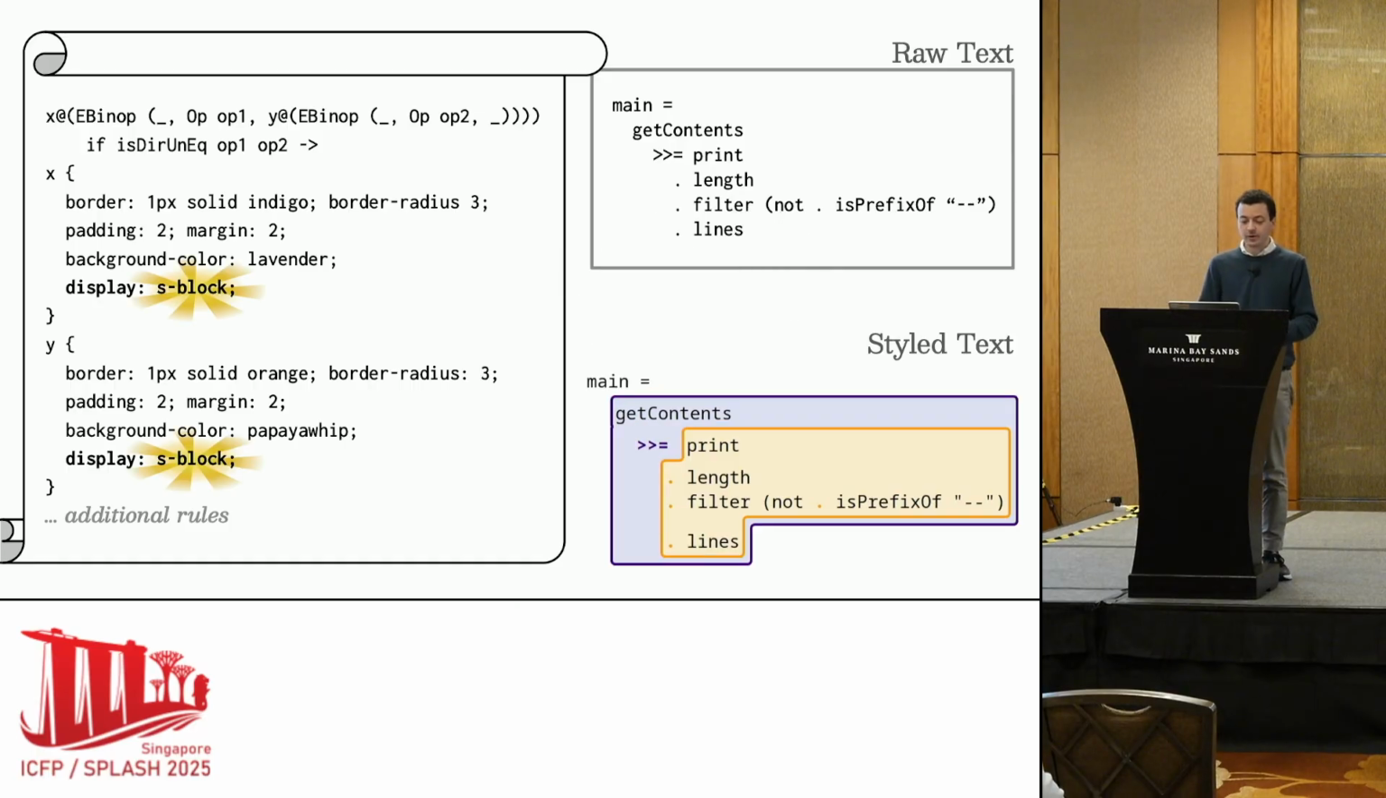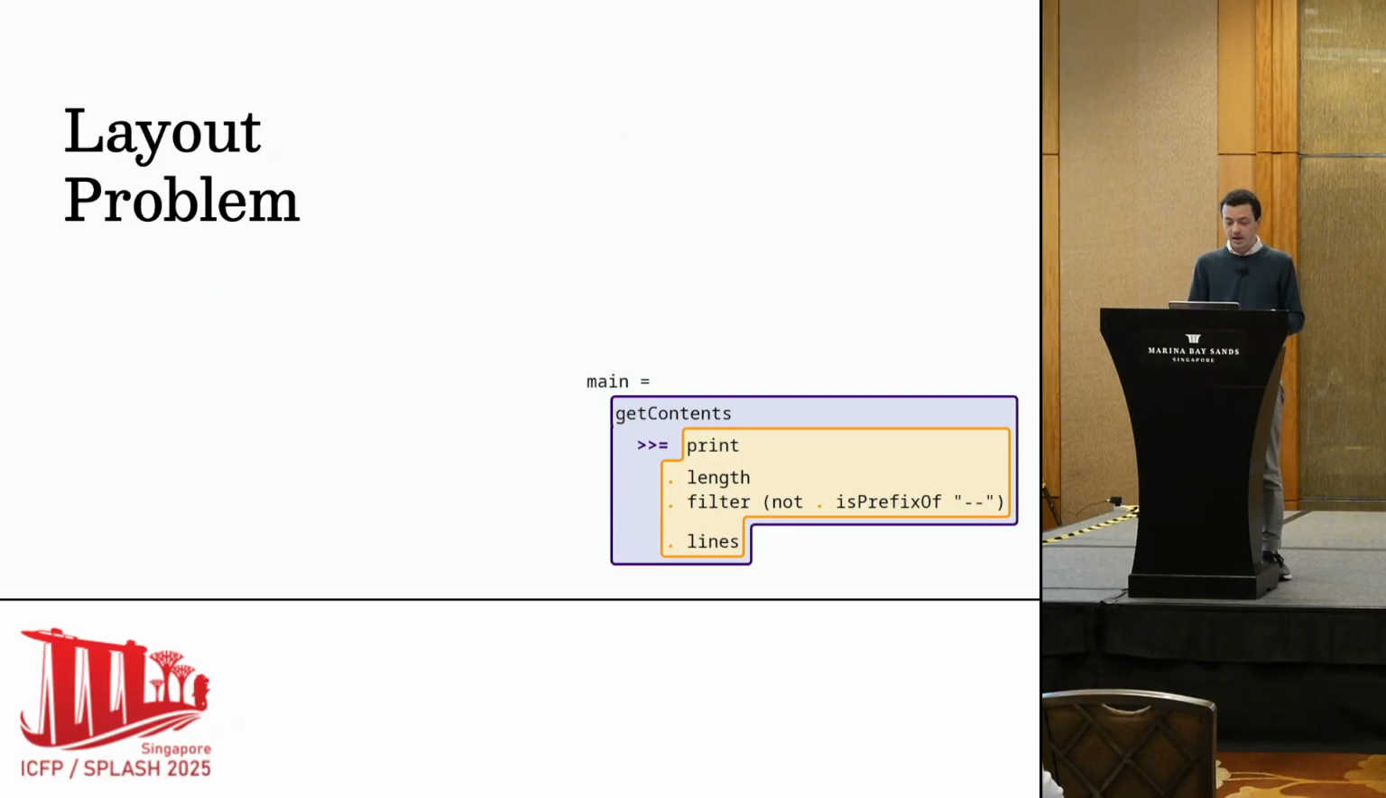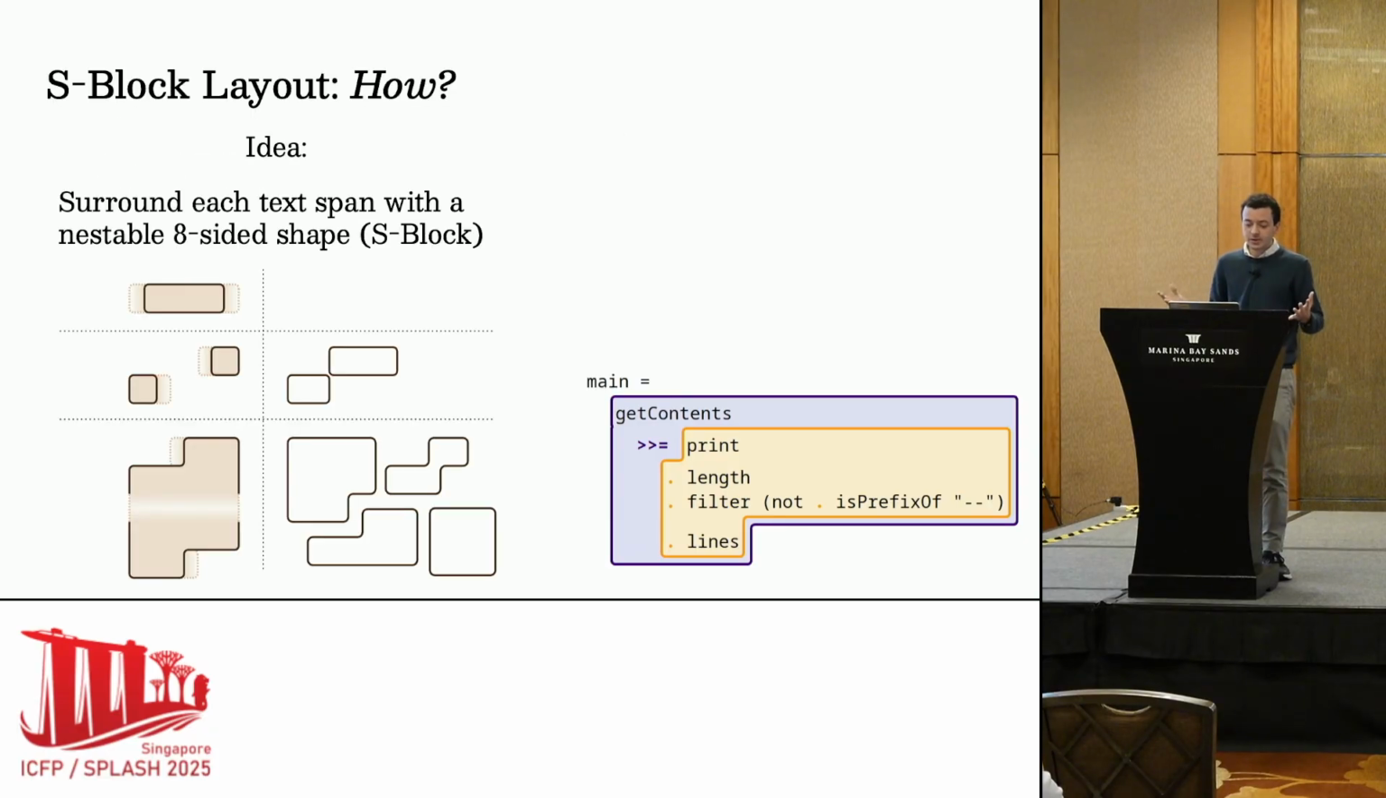So we come up with our own display property called sblock, which attempts to both preserve the text's original location and also show structure. The way this works is that instead of surrounding each expression in a rectangle, we surround it in something called an S-block, which is inspired by the way that text selections are drawn in a lot of editing interfaces. So what we've done is we've made this shape nestable.